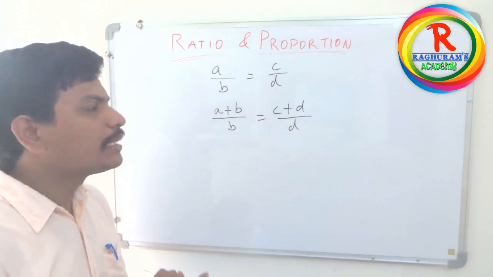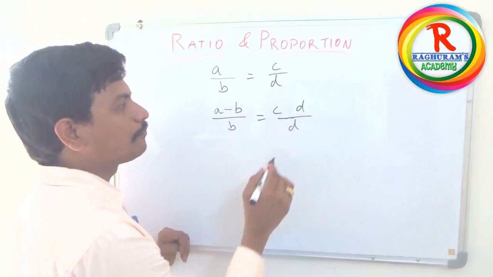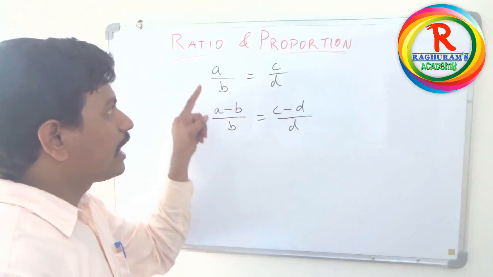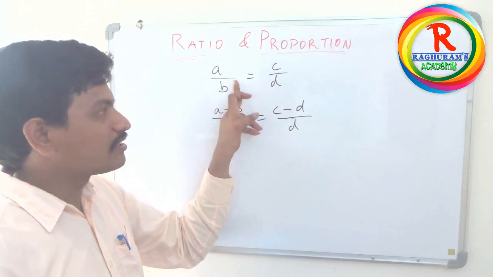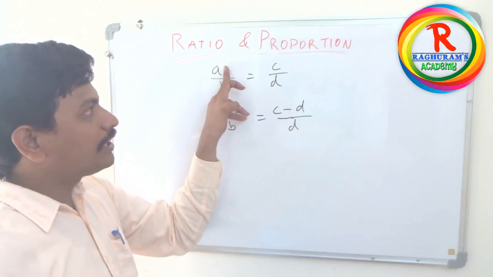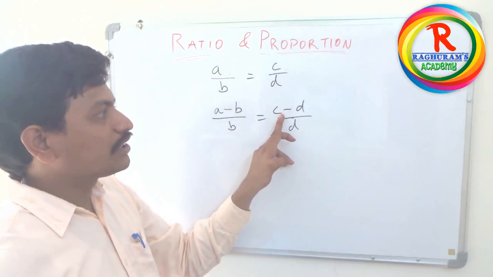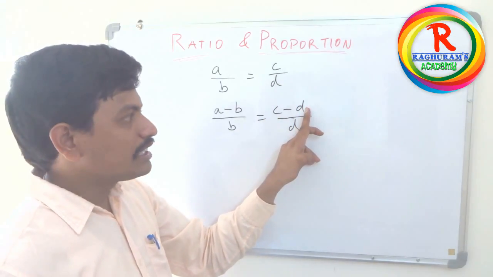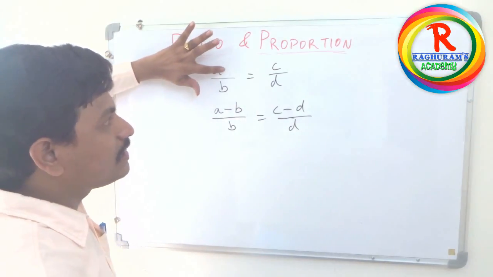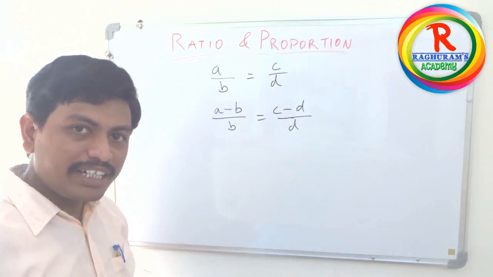So what is dividendo? In the place of plus, just put minus. If A by B is equal to C by D, and A by B is the same as A is to B, then we subtract the denominator from the numerator on both sides. That is A minus B by B is equal to C minus D by D. This is called dividendo.